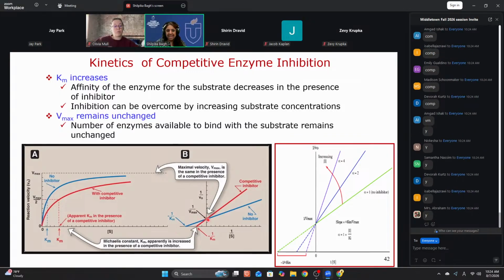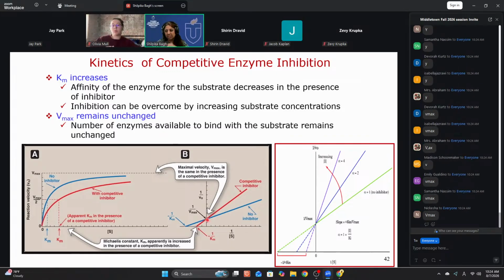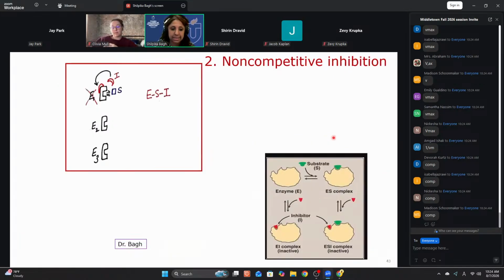Does the y-intercept reflect Km or Vmax? Vmax. Vmax is unchanged in competitive inhibition. And always, please, the inhibitor line is always above the control line. Don't make that mistake, all right?